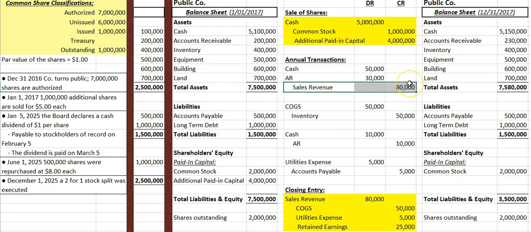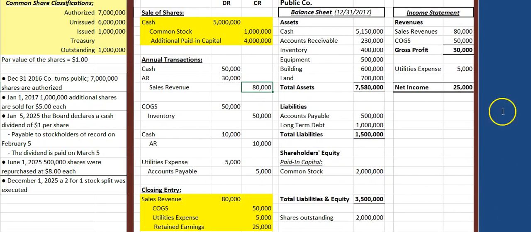Sales revenue is an income statement account, right? $80,000. So I'll put it here in my income statement. Sales revenue. That's my first revenue for the full year. For the first full year, $80,000.